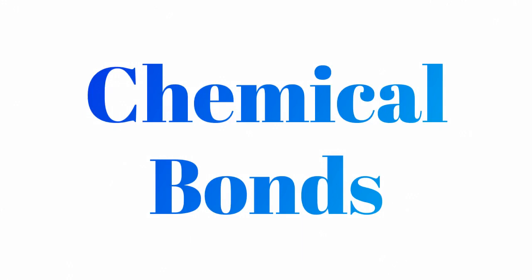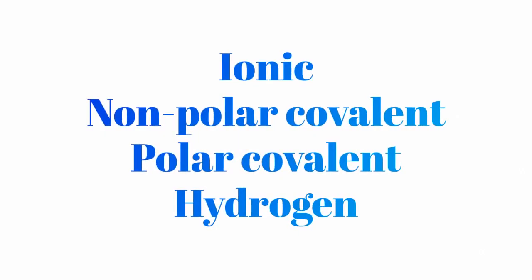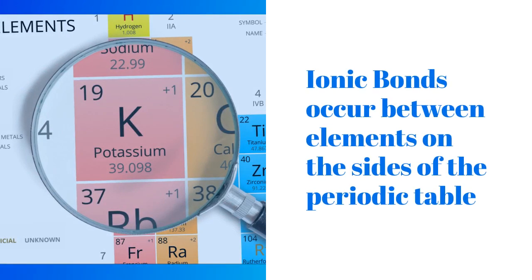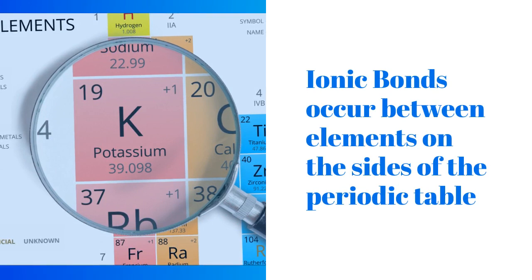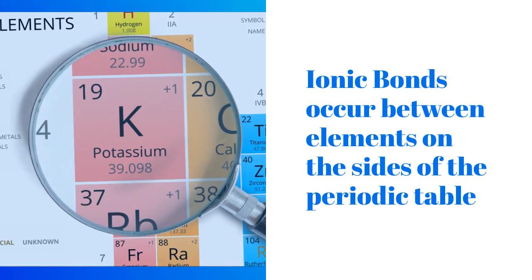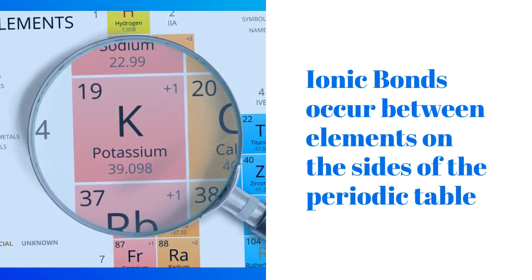Let's take a look at the chemical bonds we learned in class. We learned 4 kinds of chemical bonds: ionic, nonpolar and polar covalent, and hydrogen bonds. Ionic bonds occur between elements on the sides of the periodic table, such as sodium on the far left side and chlorine on the far right.